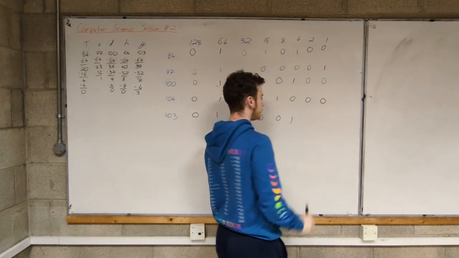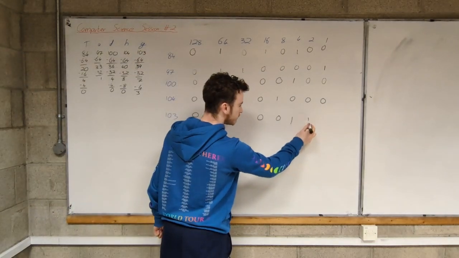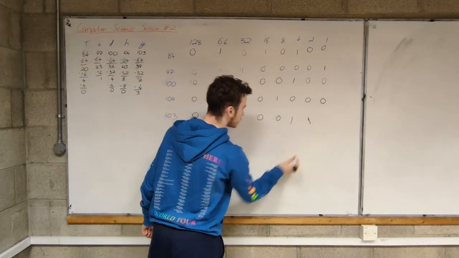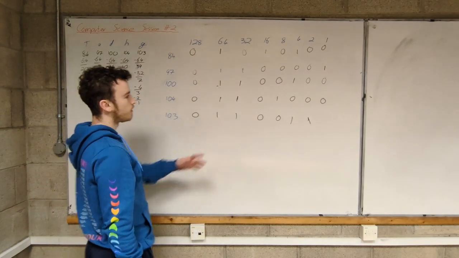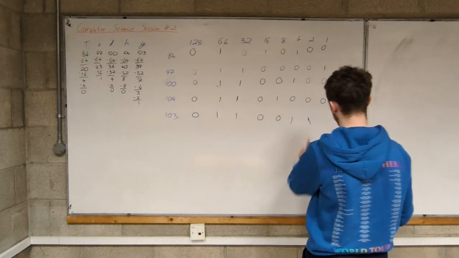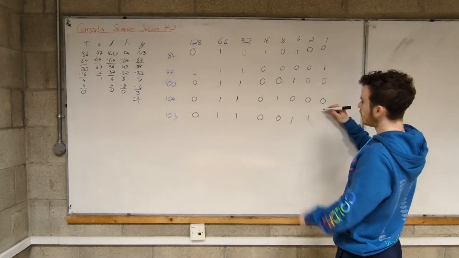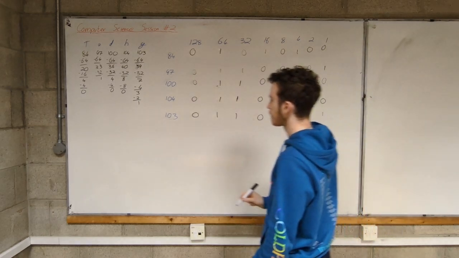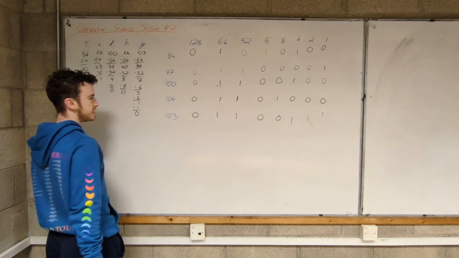We'll put 1 here. 2 into 3? Yes. Here minus 2 is 1. 1 into 1. That's very quick. We'll do that again. 1 into 1? Yes. And then 1 minus 1 is 0.